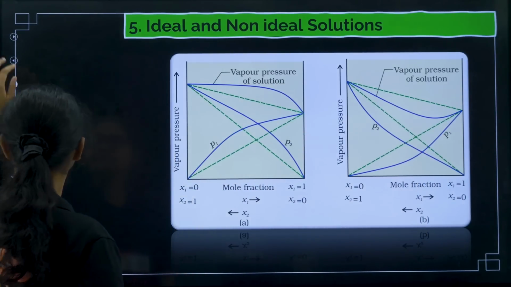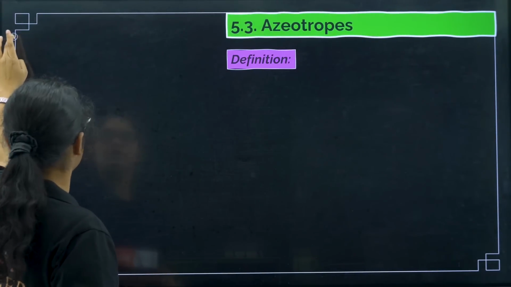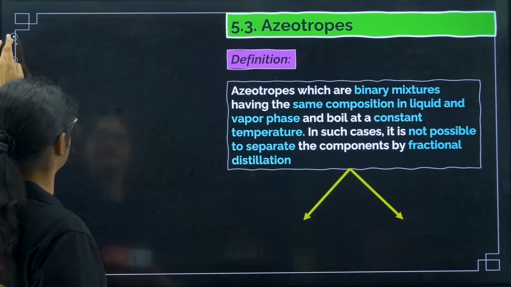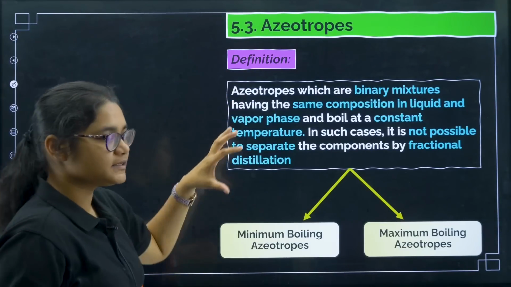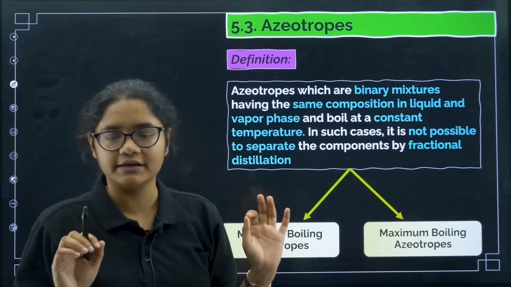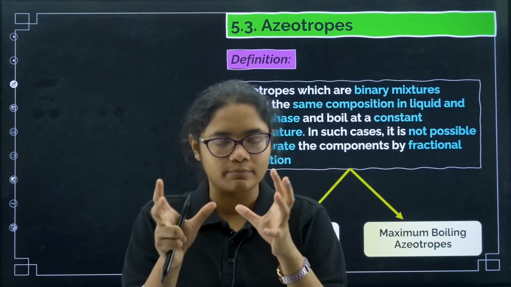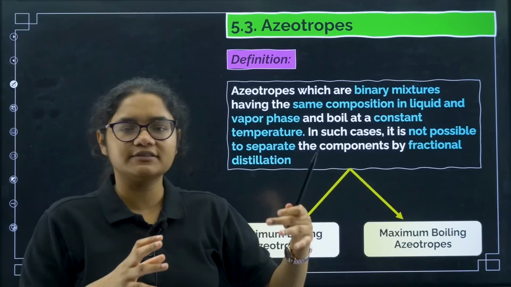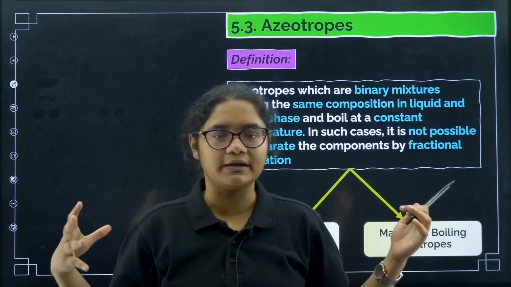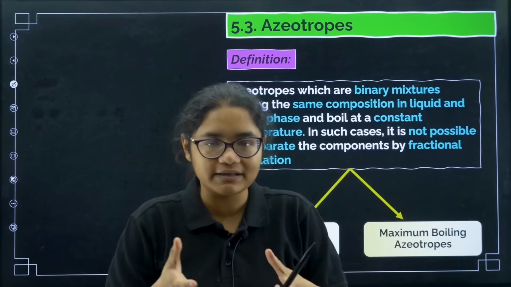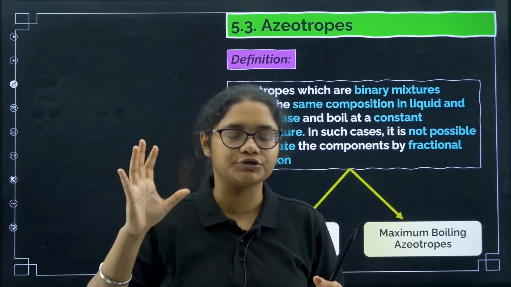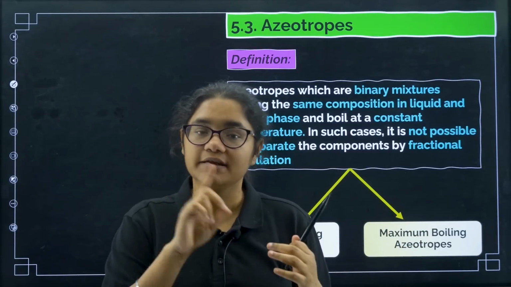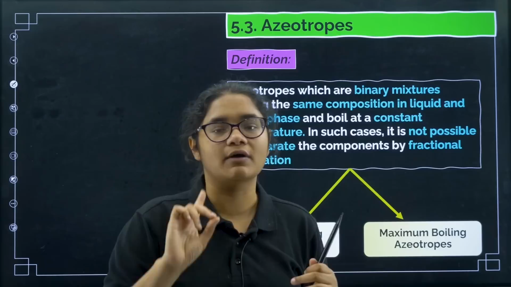Fine. Now we have something called azeotropes. So what exactly are azeotropes? Azeotropes are a special type of binary solution, meaning two components are there, and these two components have their individual boiling points, but when you mix them in a certain proportion, they form an azeotrope, meaning the solution will boil at only one temperature.